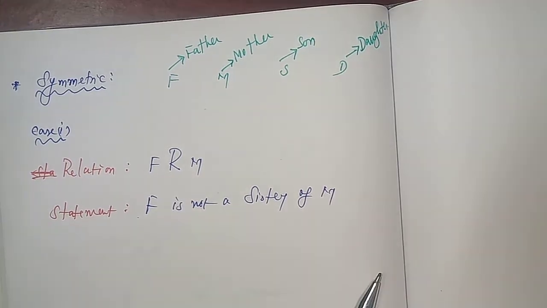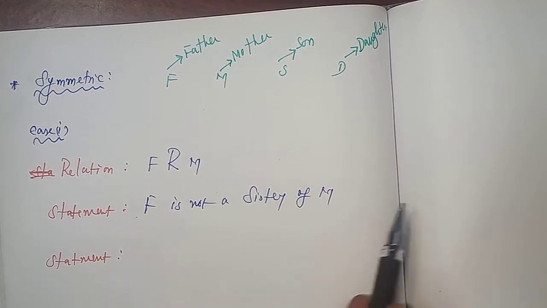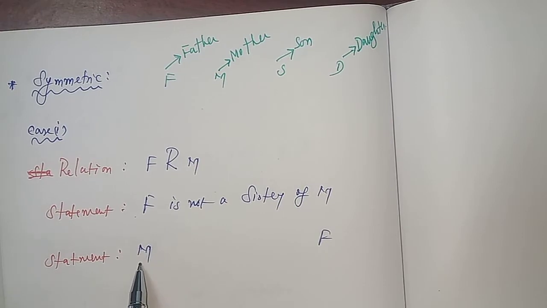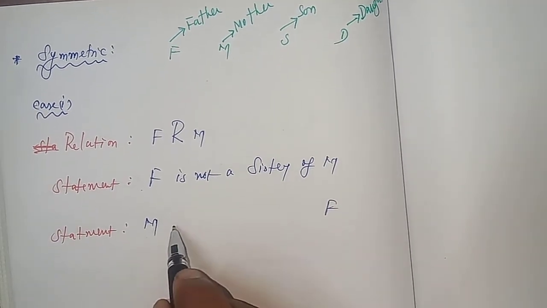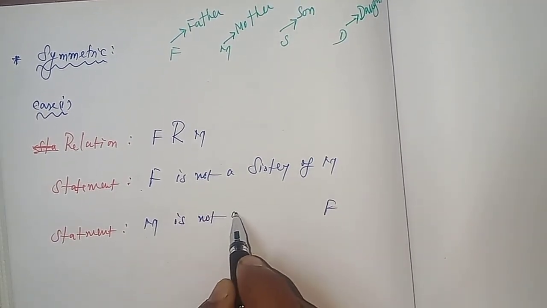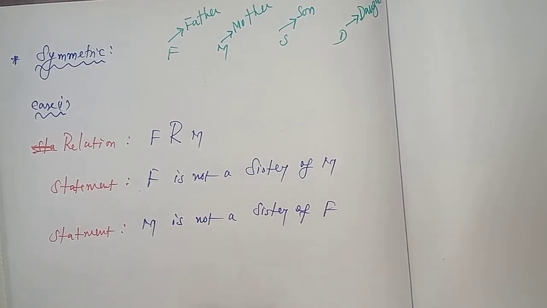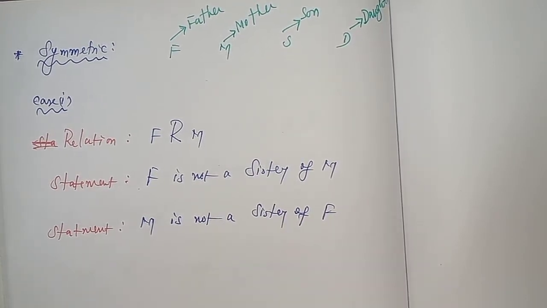Now, again write the statement, but in reverse order. We can verify. M first, F at the last. M and F. Mother is not a sister of father. Obviously, not a sister of father. Once again, the given statement is satisfied.